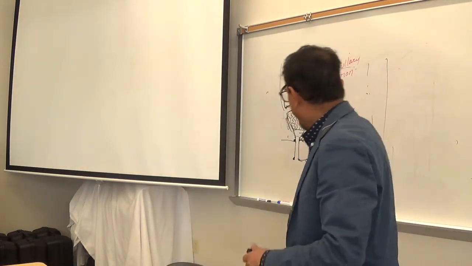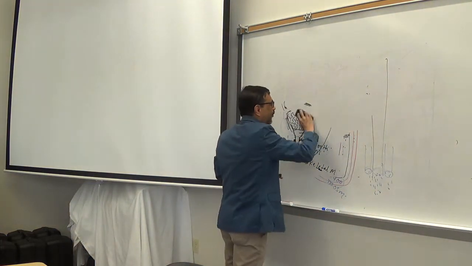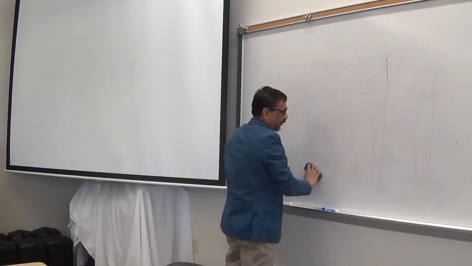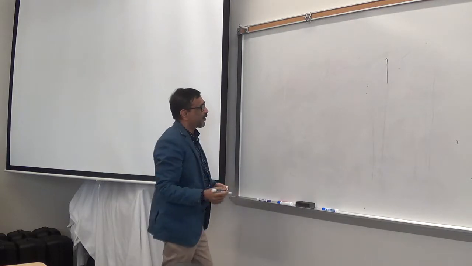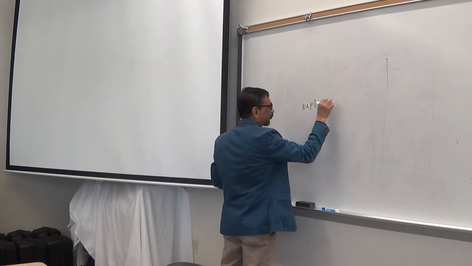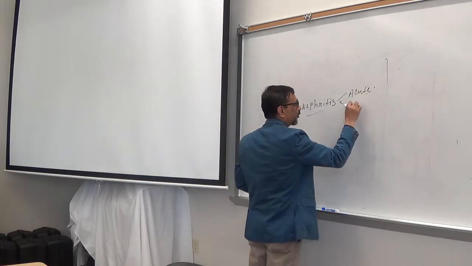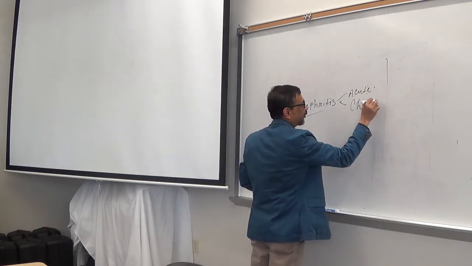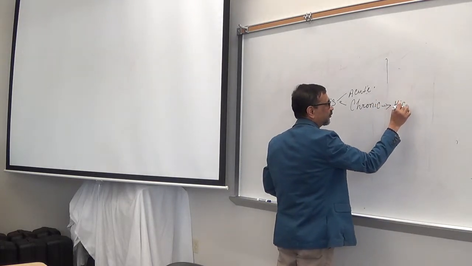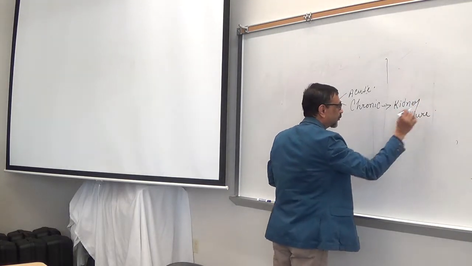Okay, so that is the bladder and urethra. A few clinical conditions: nephritis, 2 types, acute and chronic. Chronic nephritis can cause kidney failure. Okay.